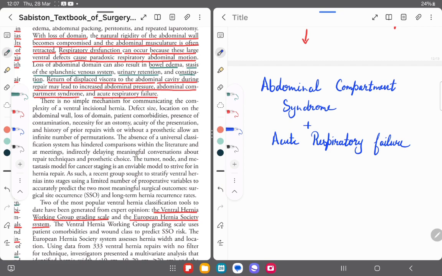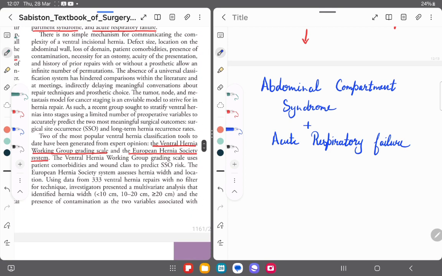So there is no simple mechanism for communicating the complexity of a ventral incisional hernia. Defect size, location on the abdominal wall, loss of domain, patient comorbidities, presence of contamination, necessity for an ostomy, acuity of the presentation, and history of prior repairs with or without a prosthetic allow an infinite number of permutations. The absence of a universal classification system has hindered comparisons within the literature and at meetings, indirectly delaying meaningful conversations about repair techniques and prosthetic choice.